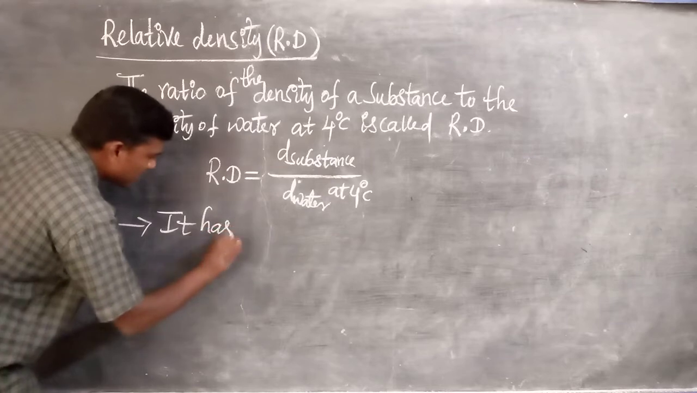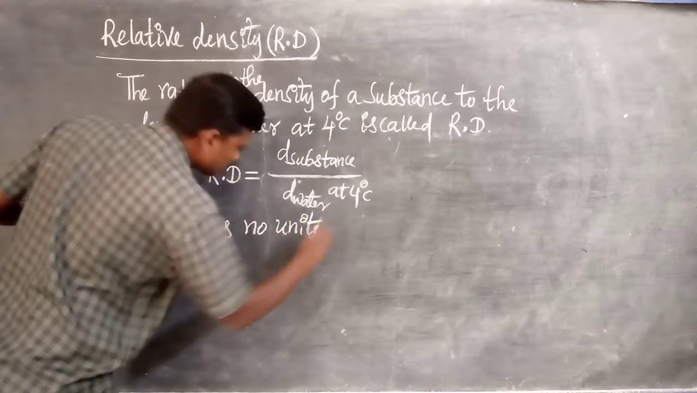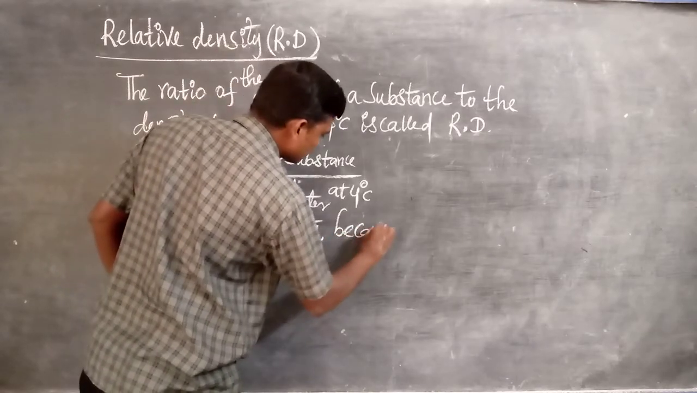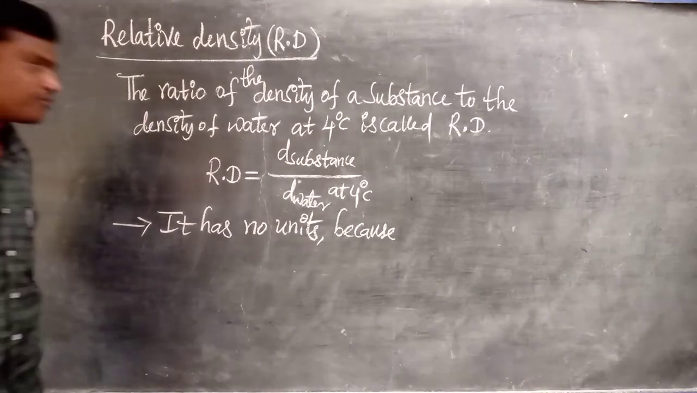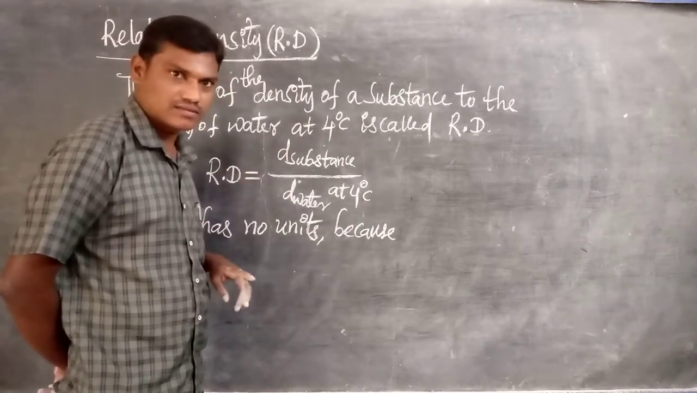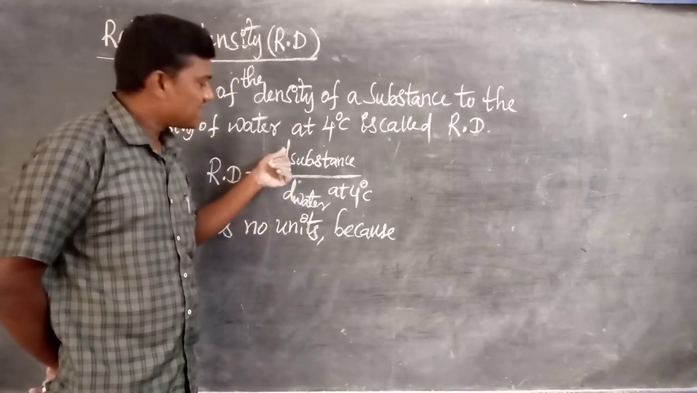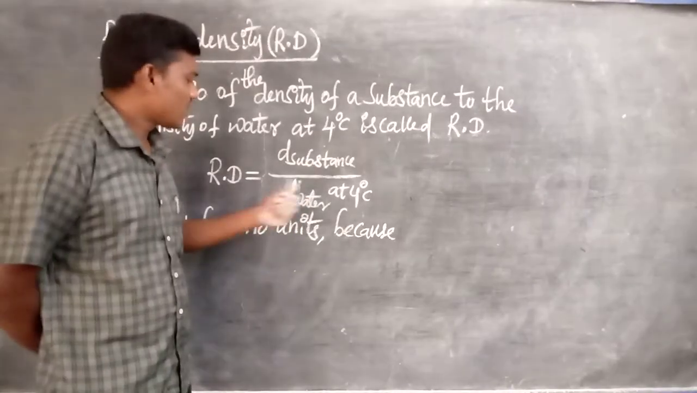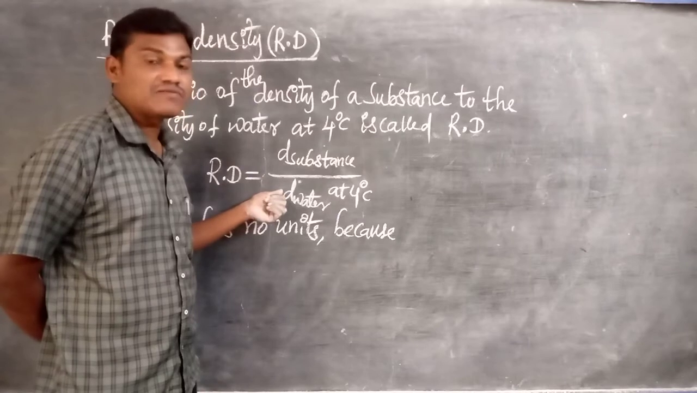It has no units. Why? Relative density does not have any units because of density of substance and density of water. Whatever the substance, what is considered is the density. Density is a physical quantity. Substance is not a physical quantity. Density is a physical quantity.